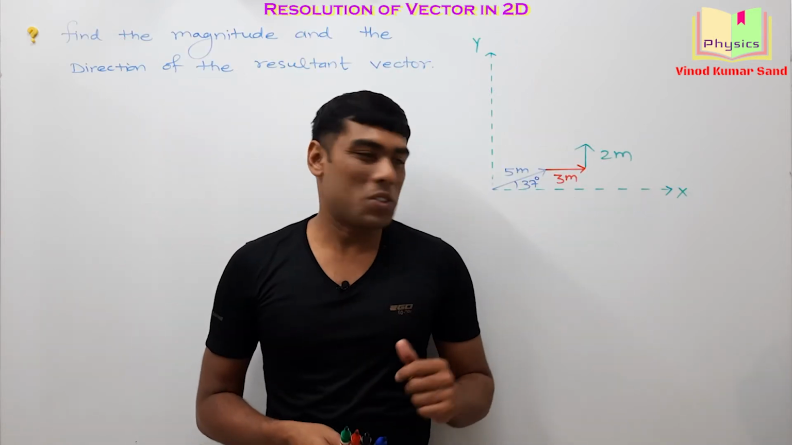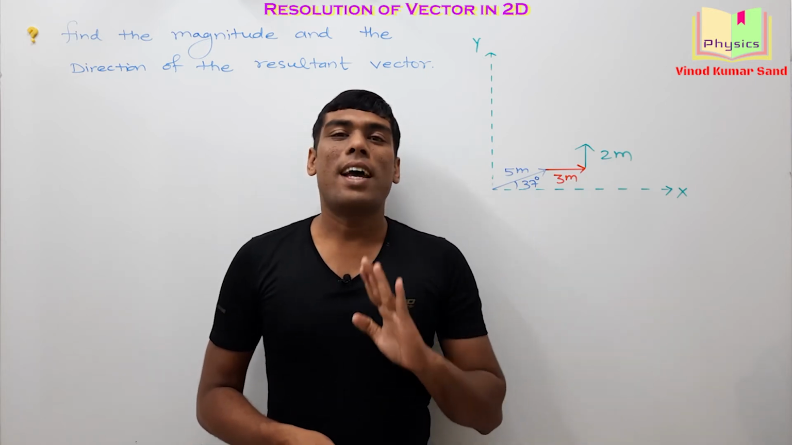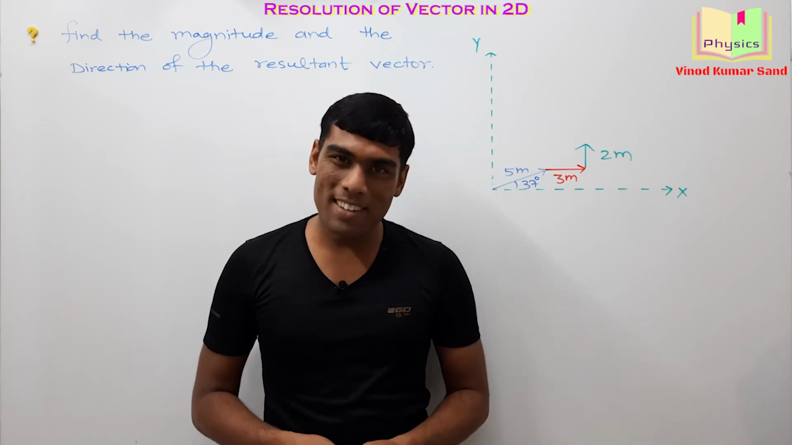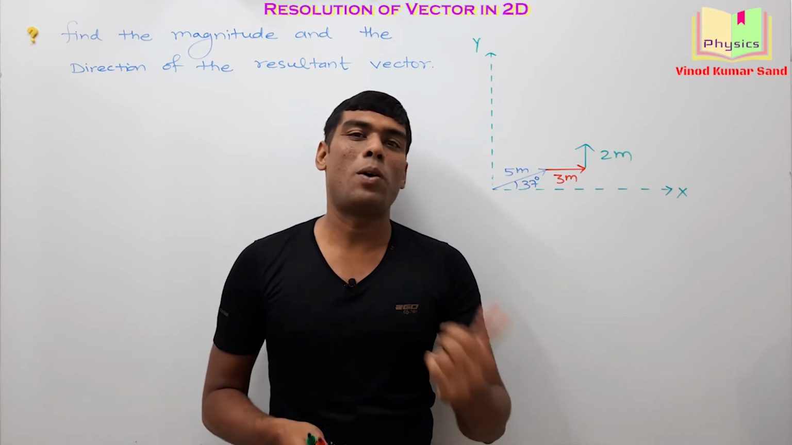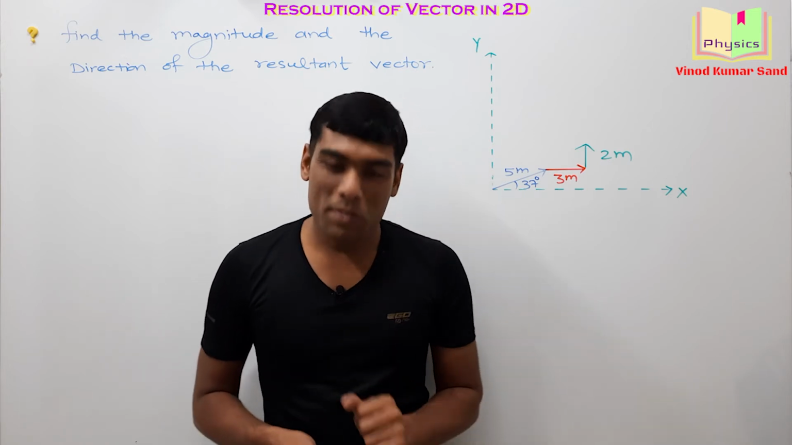Here is the next question. We have three vectors as shown on the diagram, and we need to find the magnitude as well as the direction of the resultant vector. It's a simple and easy question. You can pause and give it a try. I'm solving everything on the board.